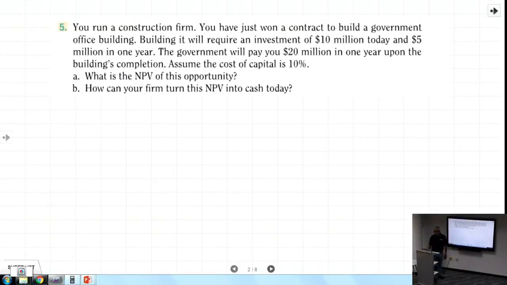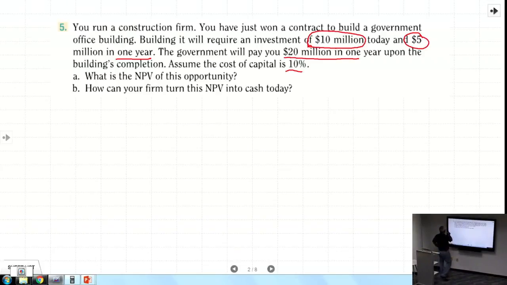Let's take a look at problem number 5. You run a construction firm, you just won a contract to build an office building. The building will require an investment, so this is key. Investment of 10 million today, and then another investment of 5 million a year from now. The government will pay you 20 million 1 year from now. Assume the cost of capital is 10%. What is the net present value?